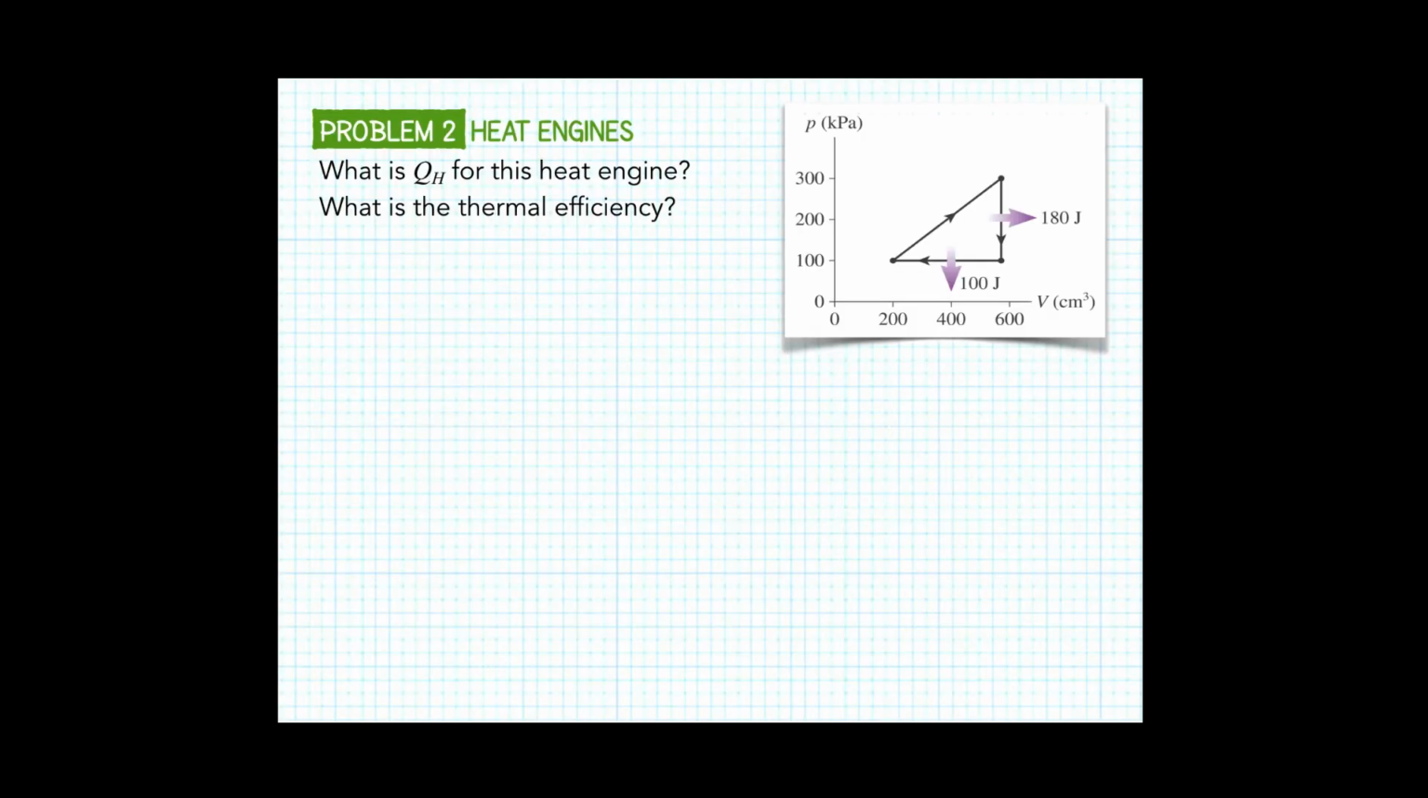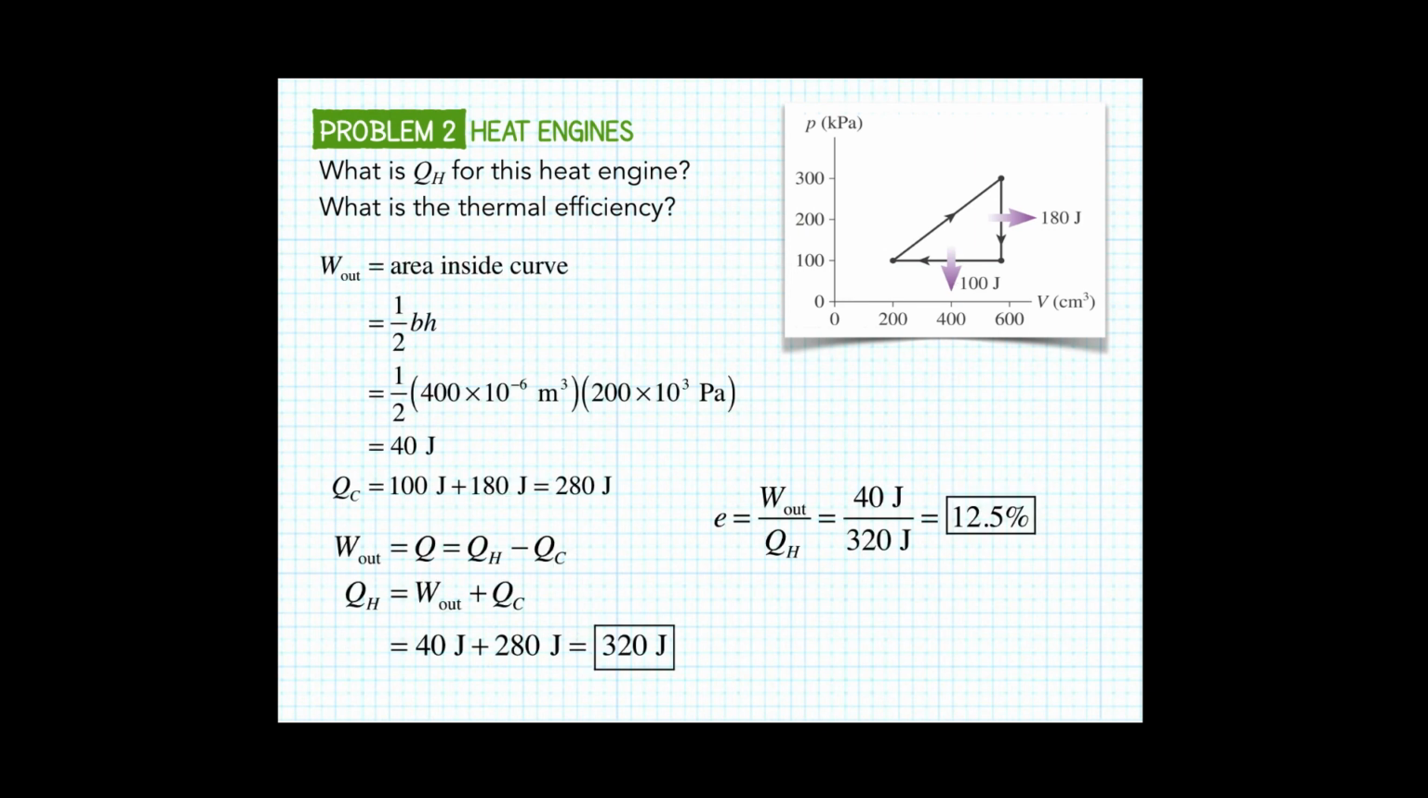All right, so here we want to figure out QH for this heat engine. What we're going to have to do is figure out the area inside the curve. That's the work. And then we know what QC is. That's going to be this plus this, because that's all the heat going out. And we can use this to figure out what QH is, because we have this relationship. We can also figure out the thermal efficiency.